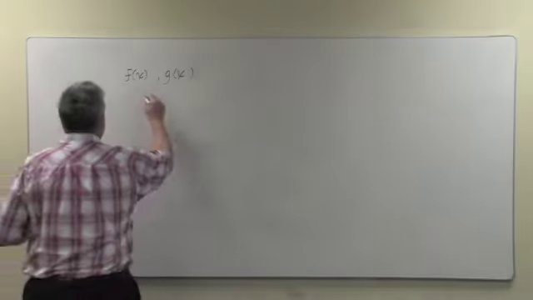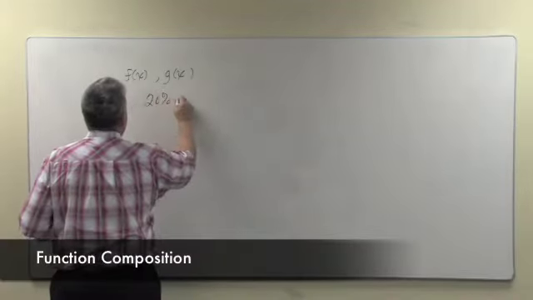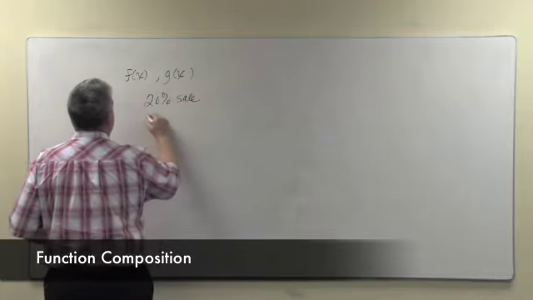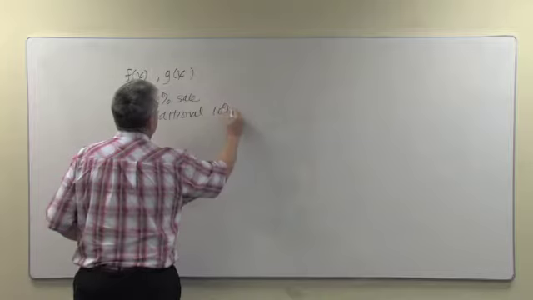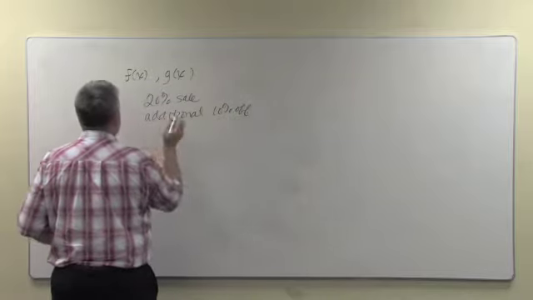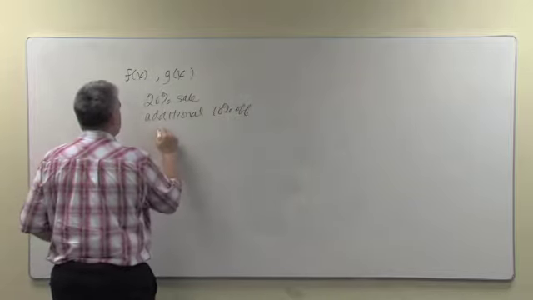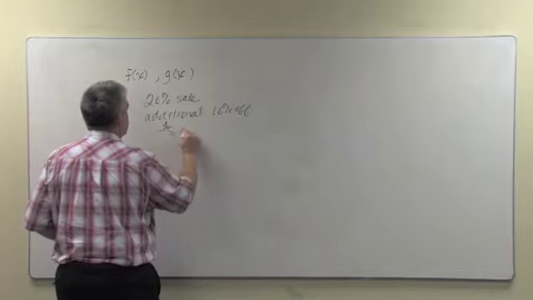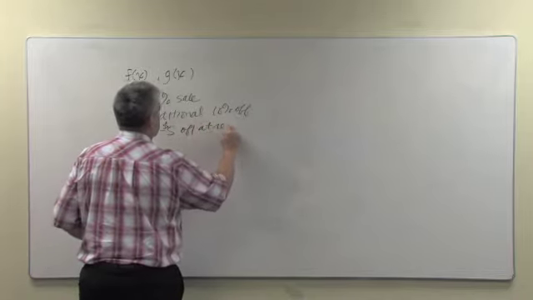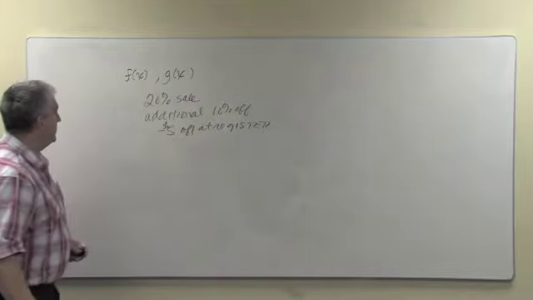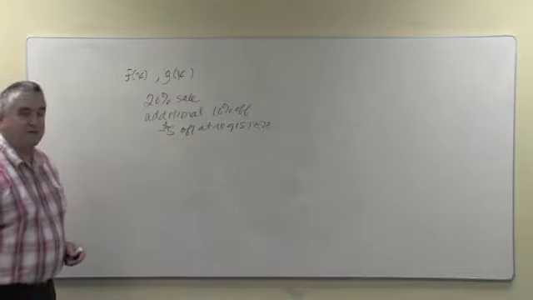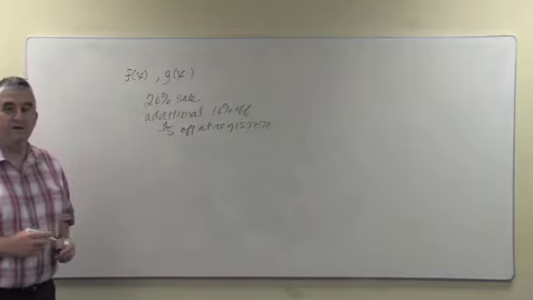What I really mean is a 20% sale, and with an additional 10% off, and then you get a further incentive, you get minus $5 off at the register. Okay, now 20% sale means that you're going to pay what?